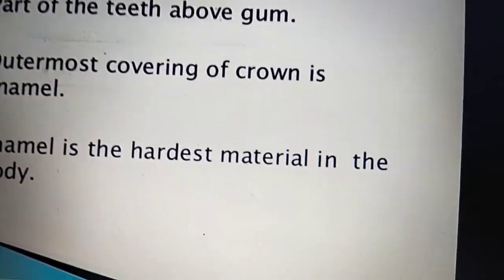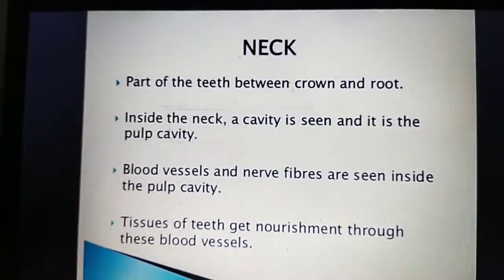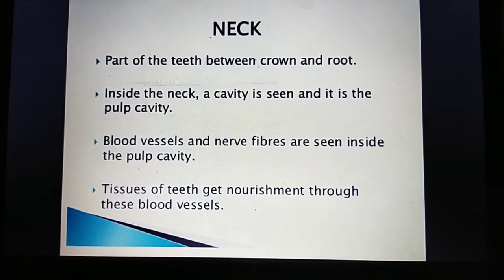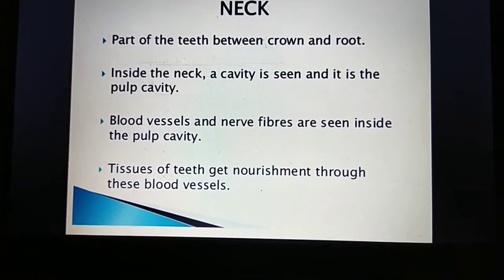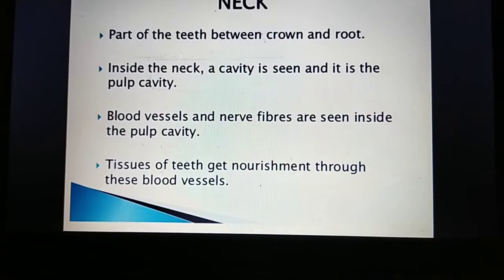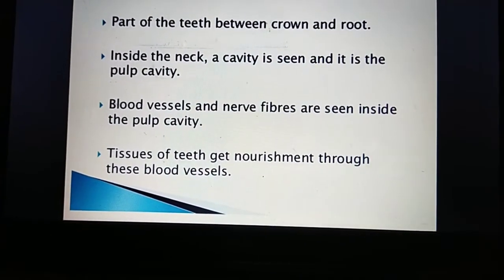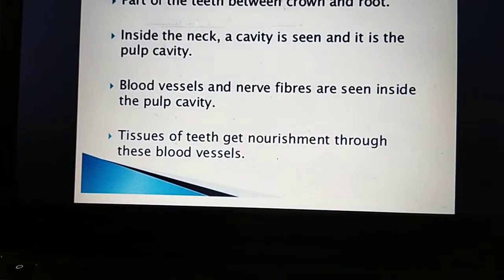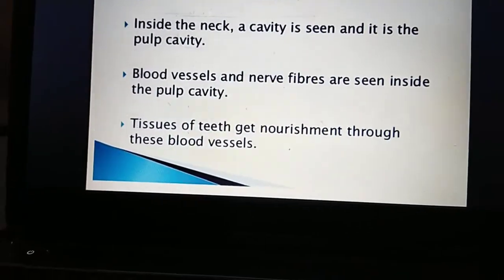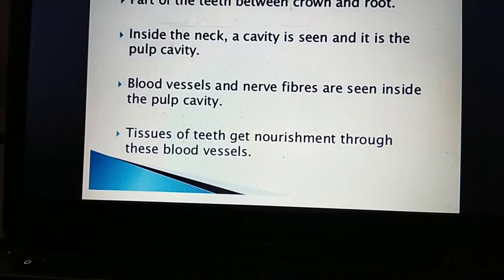You can go for the next slide. The neck is the part of the tooth between the crown and the root. Inside the neck, a cavity is seen, and it is the pulp cavity. The blood vessels and nerve fibers are seen inside the pulp cavity. The tissue of the teeth gets nourishment through the blood vessels.